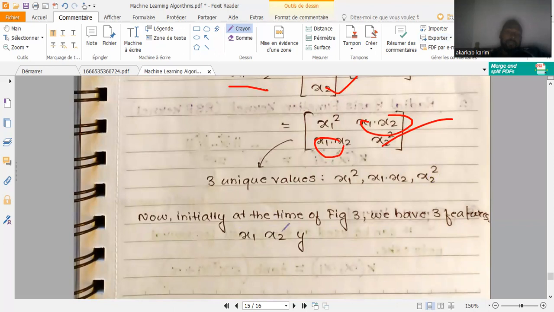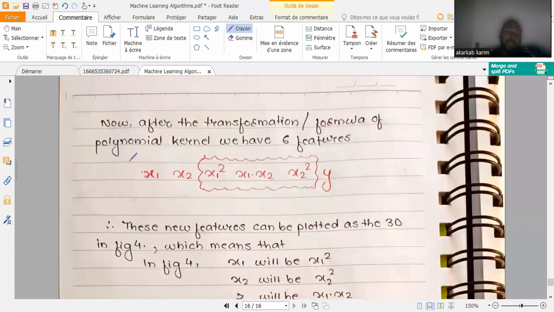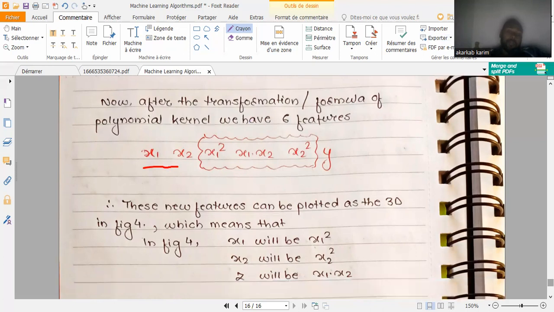Initially, we can have three features. Now after the transformation with the polynomial kernel, we have six features. Here we have 6 features: x1 squared, x1 x2, and x2 squared, and so on. So we have 6 features after the transformation with the polynomial kernel.